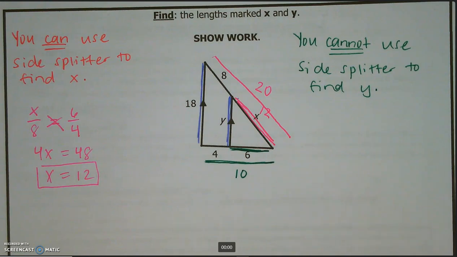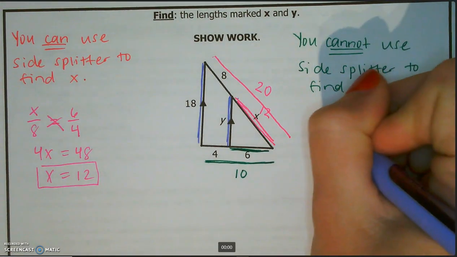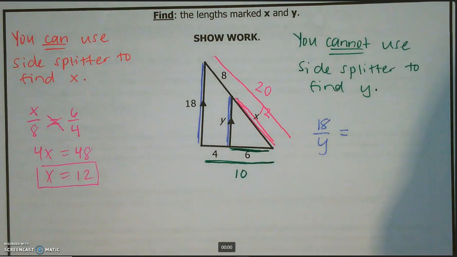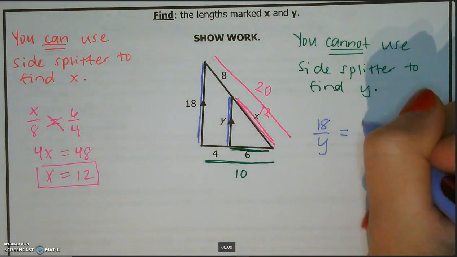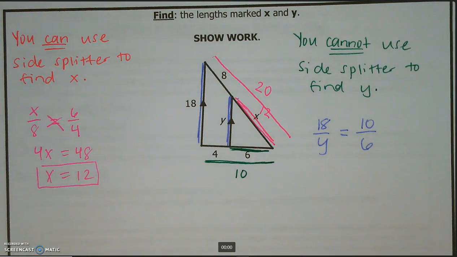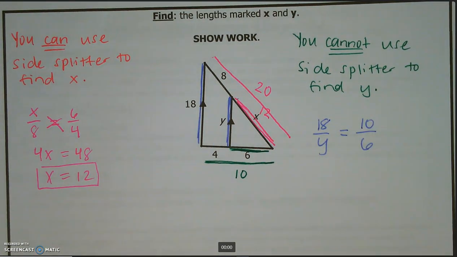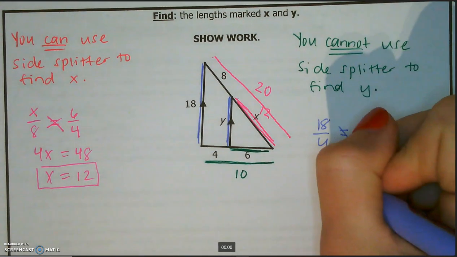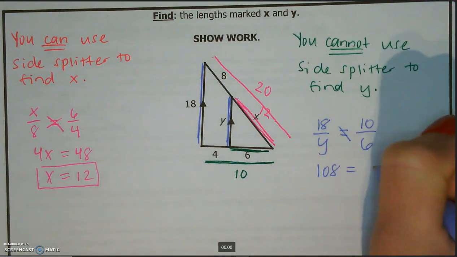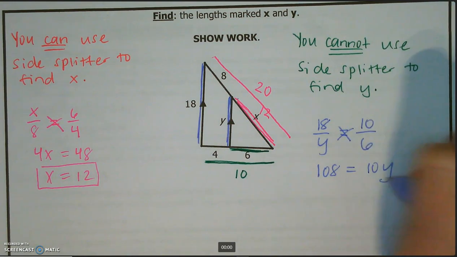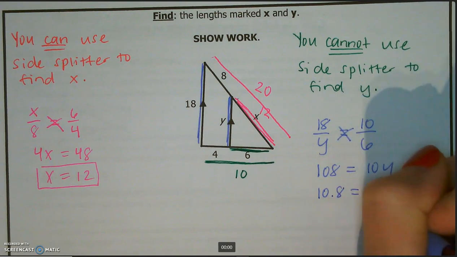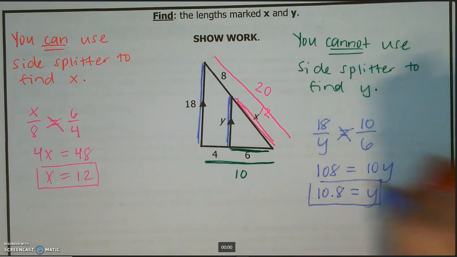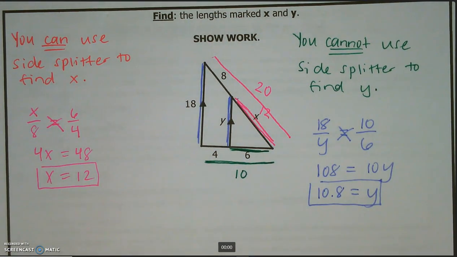If I were to do purple with green, maybe I pick 18 over Y. I did big purple over little purple. Well, if I did that, then I'm going to have to do big green over little green. So then we can go ahead and cross multiply to solve. So 18 times 6 is going to give us 108. And then we'll get 10Y on the other cross multiplication. And when we divide by 10, we'll get that Y is equal to 10.8.